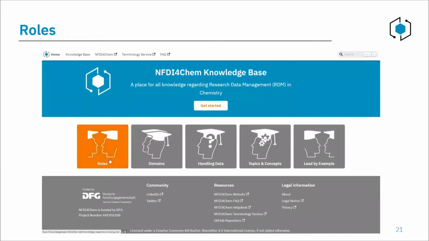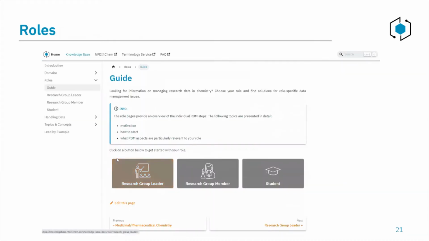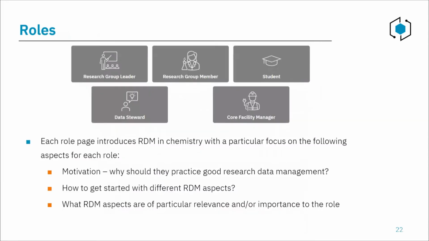Click on the button here, and then you come to this guiding page, which provides some general information about roles. And let's have a closer look at that. Up to date, we have 5 roles implemented, and all the articles about roles contain information about the motivation. So why should you do good research data management?